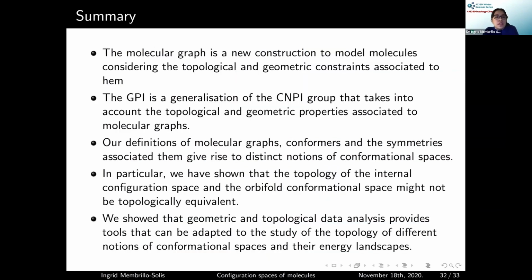All right, so this is a summary. This is a new construction of a molecular graph, which allows us to consider topological and geometric constraints. GPI is a generalization of the CNPI group. And maybe the most important thing is that we have shown that geometric and topological data analysis provides tools that can be adopted to the study of the topology of different notions of conformational spaces and their energy landscapes. And I think that's it.